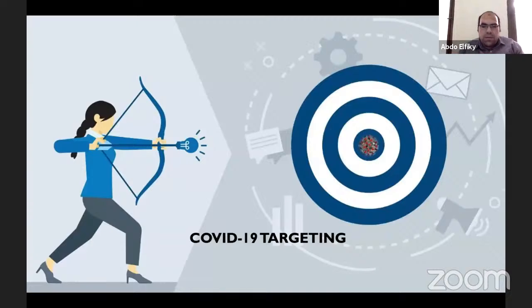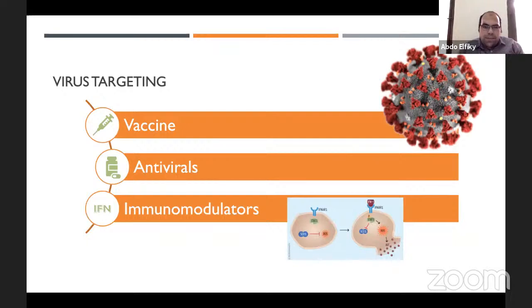We have to talk about targeting strategies against COVID-19. We can target COVID-19 by vaccines, antivirals, or immunomodulators. Today we have some vaccines approved by the FDA, and surely they will affect the spread of the virus, but we are still in need of antivirals and other vaccines that can protect people against COVID-19. So my work today will be mostly on vaccines and antivirals against COVID-19.